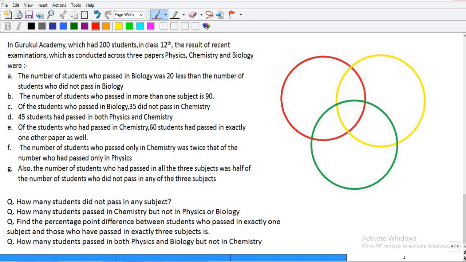So today's set is based on Venn diagram. You can again press the pause button and try the set, and then have a look at the solution. So let's start with the discussion of this set.